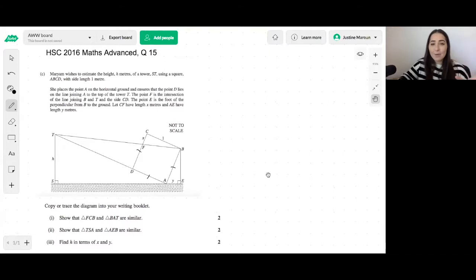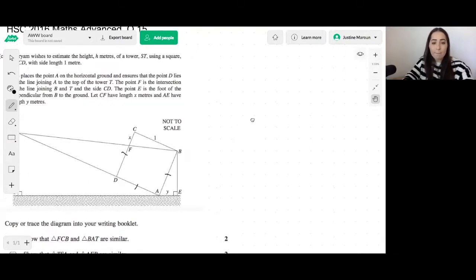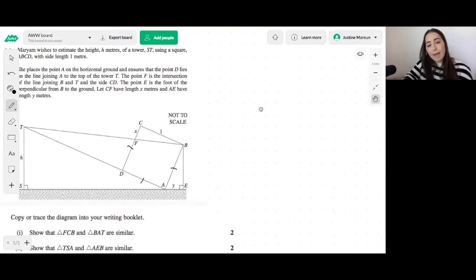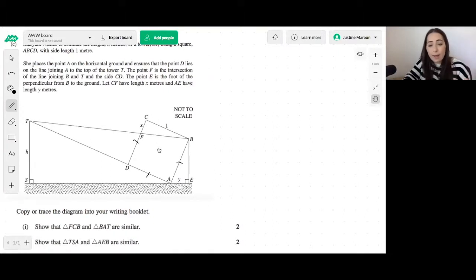Hey guys, in this quick video, I'm going to show you a really nifty tip that you can use when solving for similarity between two triangles. So this is a HSC 2016 question 15. And basically the diagram pretty much has all the information within the question.